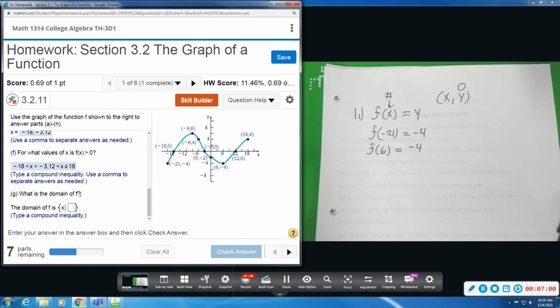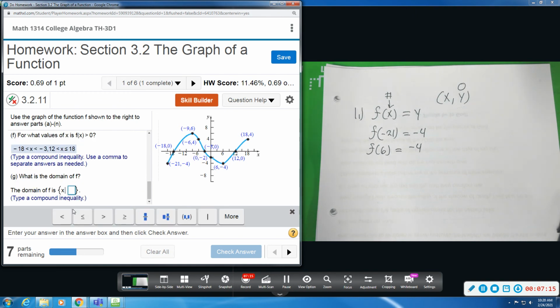All right, what is the domain? So domain is looking at this graph, the furthest to the left, all the way to the right. So the last point we have is negative 21. We're going to type it as an inequality. So we're going to say negative 21. And since it is a closed dot, it's equal to that point. So we're going to say less than or equal to x. And that is going to be less than or equal to the furthest point on the right, which is 18. Okay, so all of those points are included, this whole line segment.